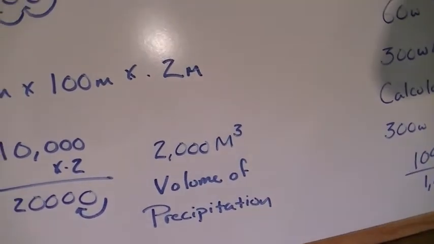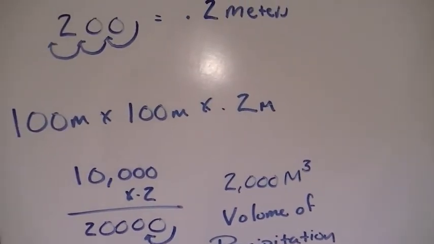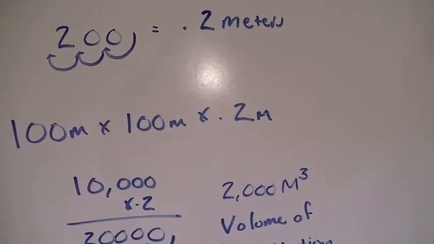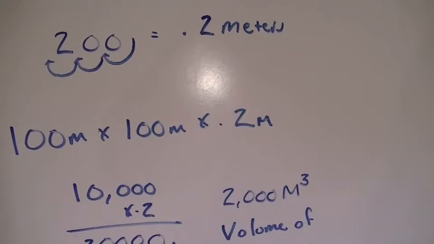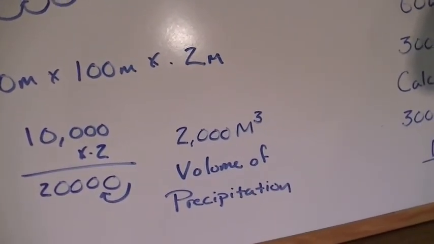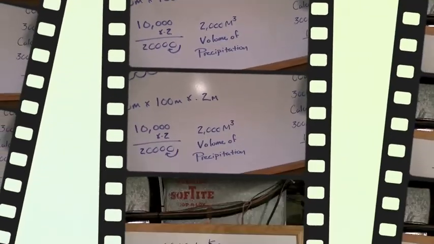So let's go back through that quickly one more time. 100 times 100 times 0.2. All our meters are the same, and the units will give us 2,000 cubic meters of precipitation.